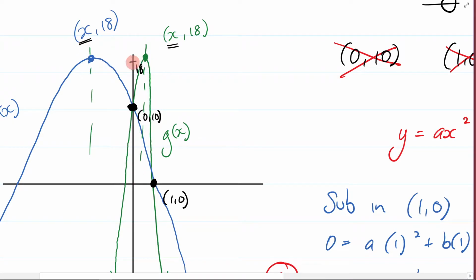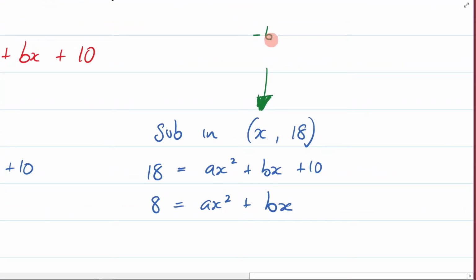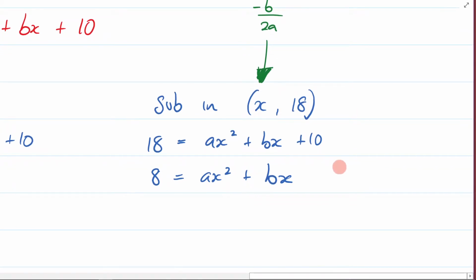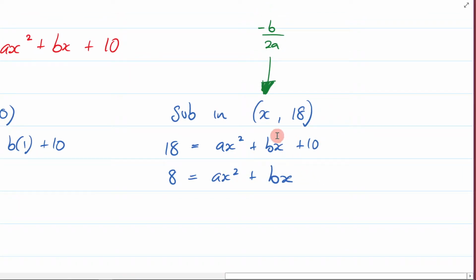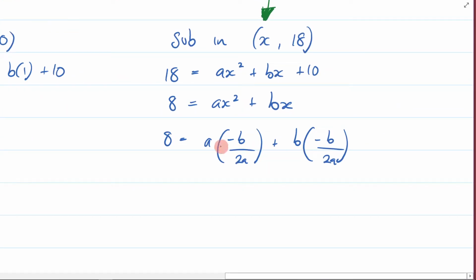Do you see how they're both the midpoints? They're both the midpoints. And I know that the midpoint is negative b on 2a. So that means what I can do is replace the x with negative b on 2a. And you see what happens when I do that. I'm replacing the x with negative b on 2a: a(-b/2a)² + b(-b/2a). Do you see how now I've got it all in terms of a and b? It's no longer in terms of x anymore.